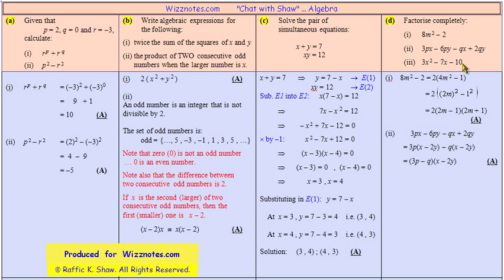Okay, so let's now look at the factorization of the quadratic expression here. This quadratic expression, we're going to look at the method that we use to factorize the quadratic expression. Alright, now for reference, we're going to say let y be equal to 3x squared minus 7x minus 10. Okay, that is just for ease of reference.